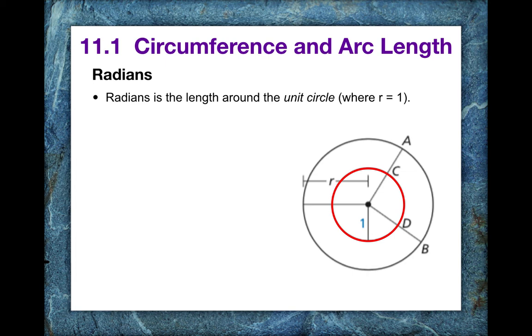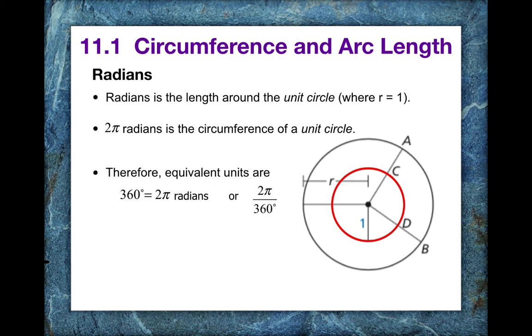Radians is a new construct. We've been using degrees, but radians is actually the length around the unit circle. So the distance all the way around the unit circle is 2 pi. Therefore, 2 pi radians is going to be 360 degrees, or 2 pi over 360.